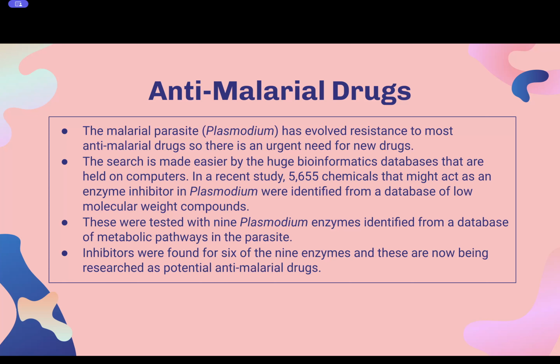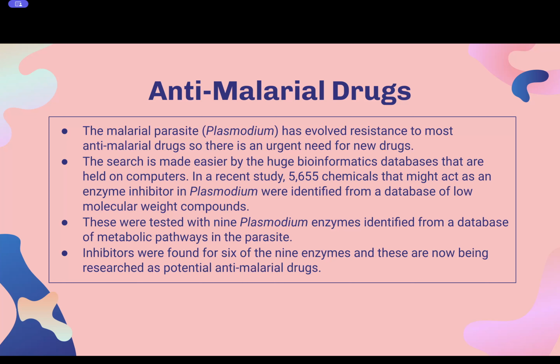So the search is being made easier by bioinformatics databases. And in a recent study, 5,655 chemicals that may act as an enzyme inhibitor in Plasmodium were identified. So obviously there's 5,655 chemicals that we don't know whether they would be an inhibitor, but based on their molecular weight and their characteristics, they were identified as chemicals that could possibly be enzyme inhibiting for Plasmodium.